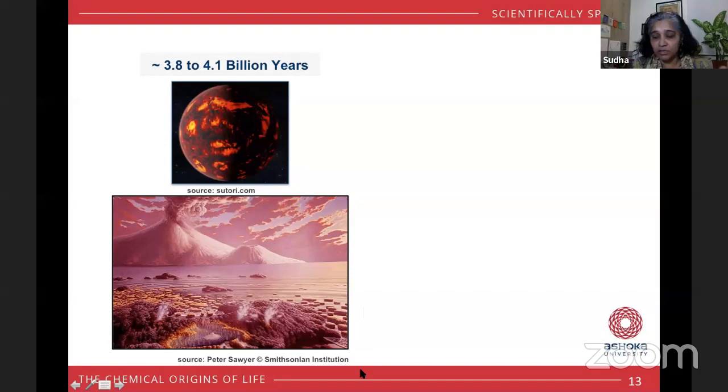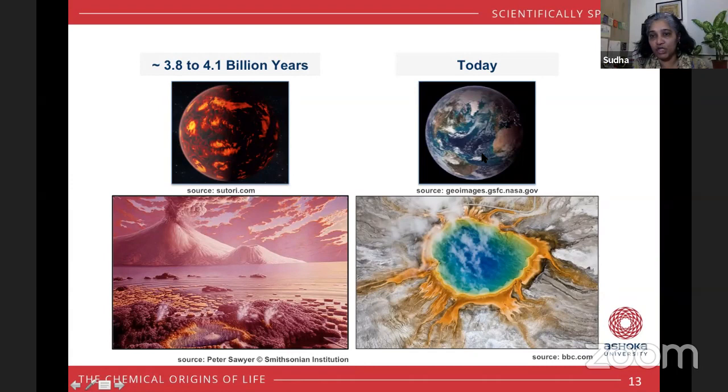How does the Earth look now? Like the beautiful blue marble, which Carl Sagan famously called the pale blue dot. And even to date, you have these volcanic geological features dotting the planet, and that is what is shown on the right bottom panel of the screen.